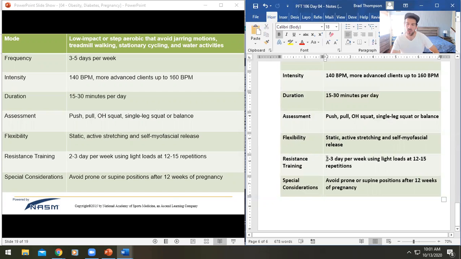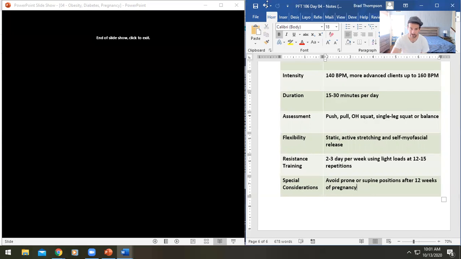Levels 1 and 2. And then resistance training 2 to 3 days per week. And again, we're going to use light load. So we're focusing on higher repetitions, and that way we can keep the weight relatively low, and it's not, again, going to be high impact. And then lastly, again, avoid those prone or supine positions with your clients.